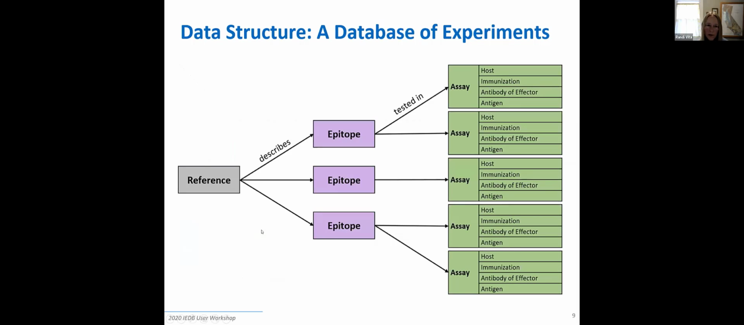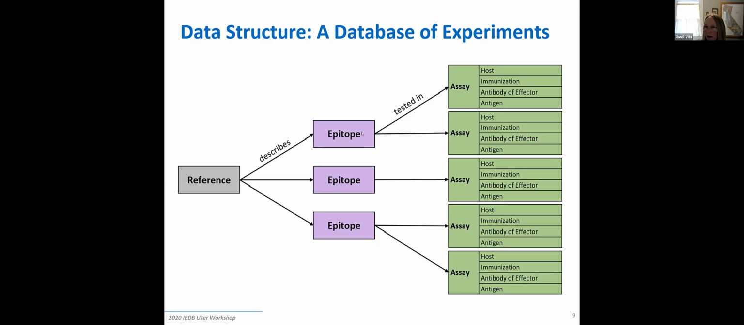So we start with the reference, as I mentioned, with that PubMed query. For that reference to be relevant to the IEDB, it must have described at least one epitope. And each epitope must have been described in at least one experiment. Very often they're tested in many experiments, and we will capture them all. For each experiment, we capture a great deal of detail, and I hope to illustrate why this is important to you through the query examples.